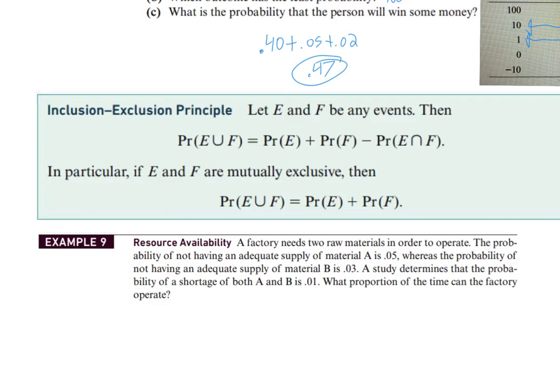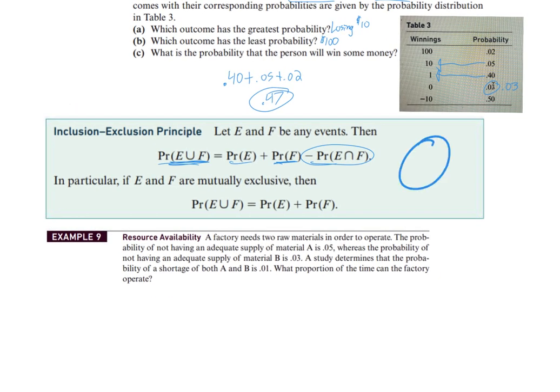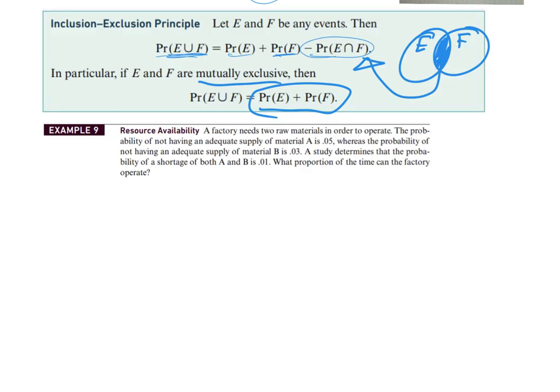The inclusion-exclusion principle is very similar to what we've covered before with sets. The probability of the union is the sum of the two individual probabilities minus the intersection. When we did this with sets, we had 2 sets, E and F. If we add E plus F, we've added this middle part twice, so we have to subtract it. If they're mutually exclusive, meaning they can't happen at the same time, then we don't have to subtract the intersection because the intersection will be 0.